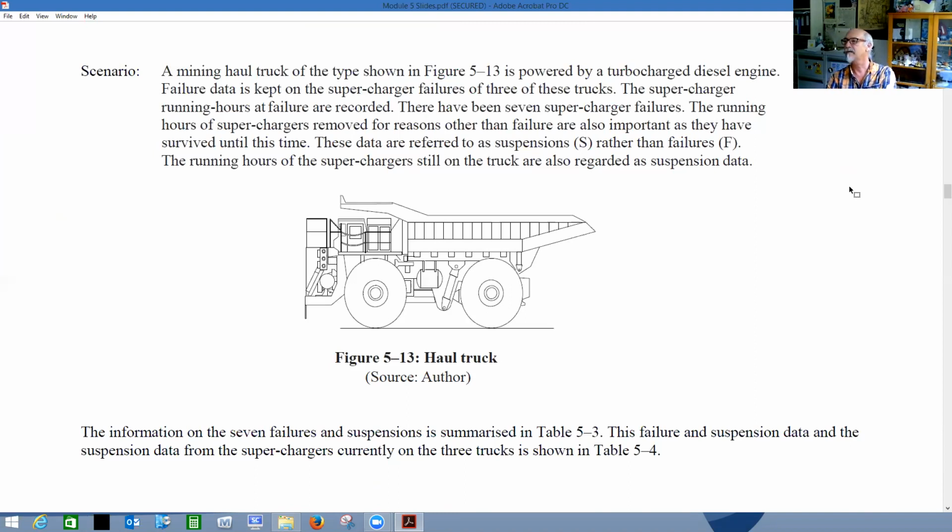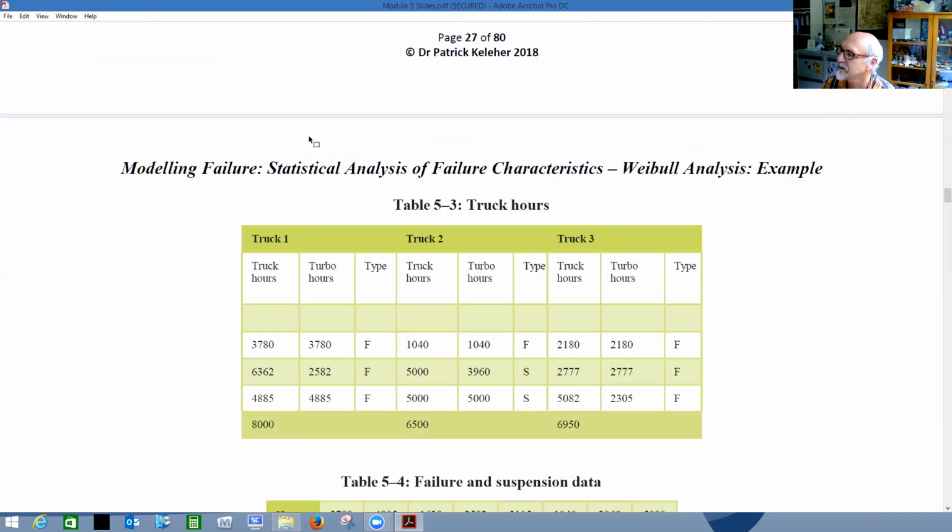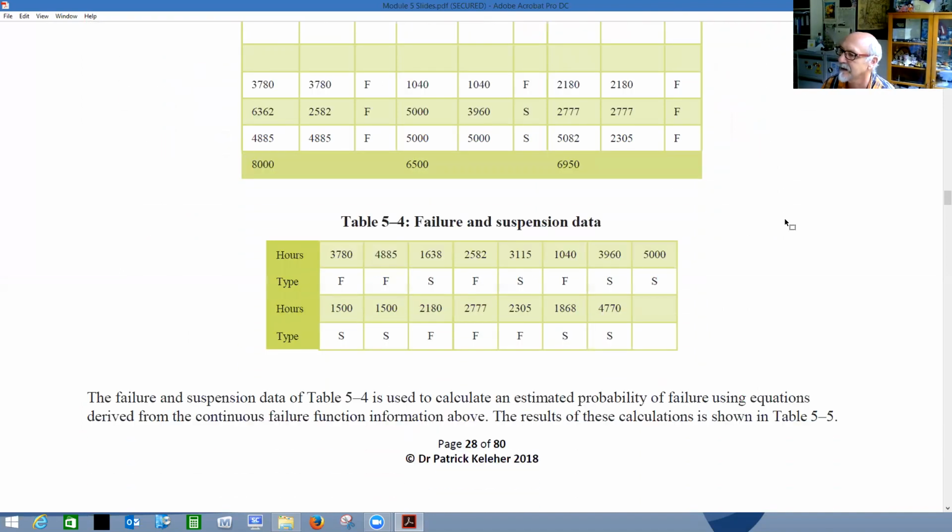So these data are referred to as suspensions rather than failures, and the running hours of the superchargers still on the truck are also regarded as suspension data. This information on the 7 failures and suspensions is summarised in the table below. We'll have a look at that in a minute. This failure and suspension data, and the suspension data from the superchargers currently on the 3 trucks, is shown in table 5.4. So again, you collect all this data, you're able to start analysing it, and there's other data.